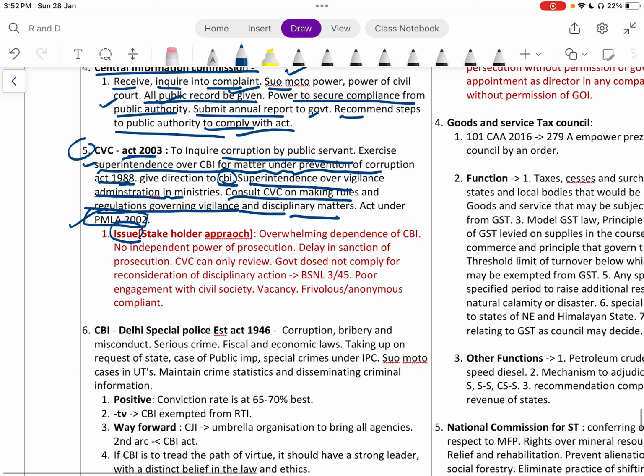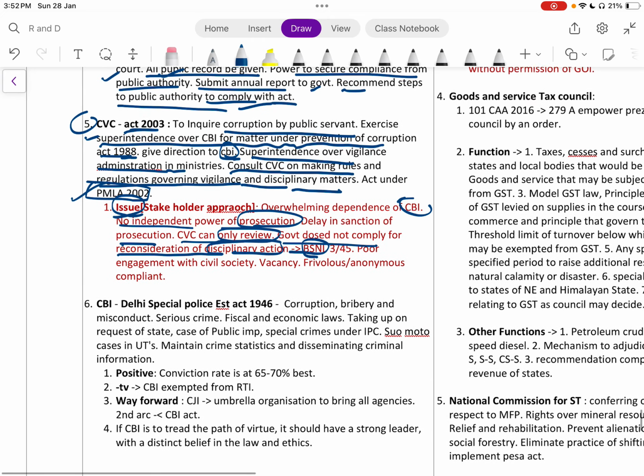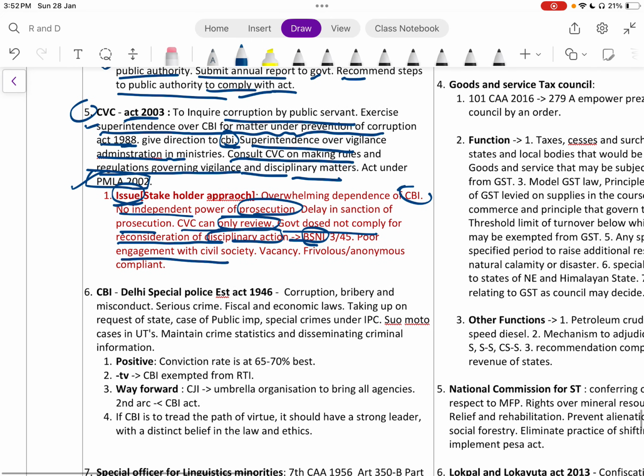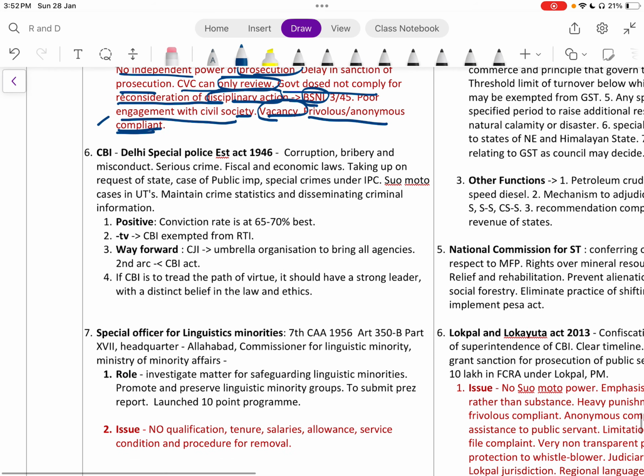What are the issues? Overwhelming dependence on the CBI, no independent power of prosecution, delay in sanction of prosecution, and the CVC can only review. The government does not comply with the reconsideration of disciplinary action, such as in the case of BSNL. There is poor engagement with civil society, large-scale vacancies, and frivolous and anonymous complaints are not allowed in the CVC.